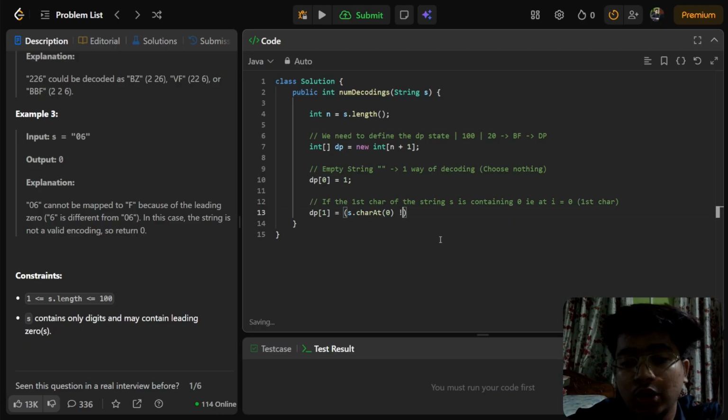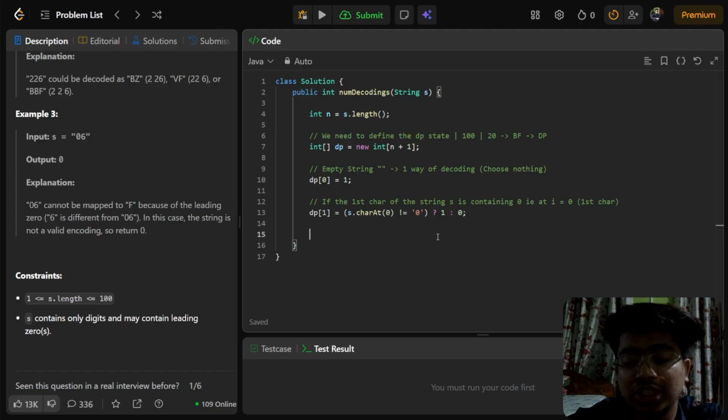S dot character at 0 not equals to 0. If that is not equals to 0, then we'll be assigning that one way. Meaning 0 na hokar, it is 1, 2, 3, 4, 5, 6, anything, then there is one way of decoding. And if that is 0, so that will not contribute. So 0 way of contribution, 0 way we can decode that one. So now we are handled for both the cases.